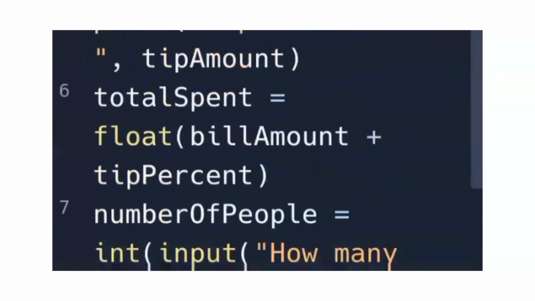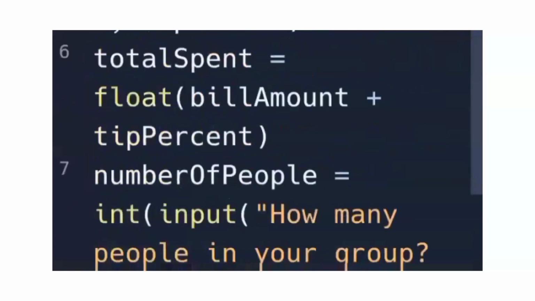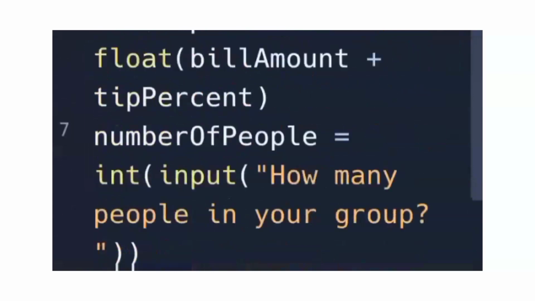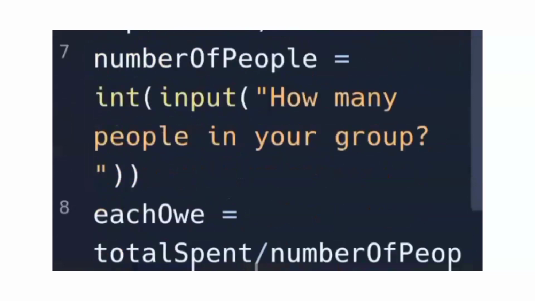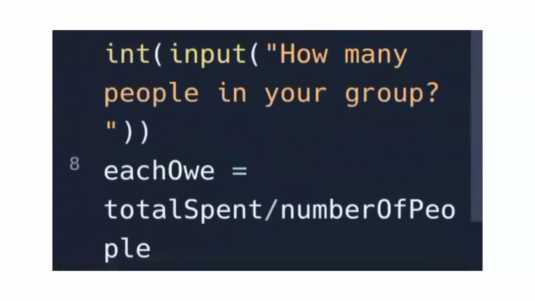You could do that. Then the total spent, can be a decimal, so float bill amount plus tip amount. That's common sense. That will be the total amount spent, because whatever is in the bill plus the tip will count towards the entire amount that was spent. Then the number of people, that's another variable, would be integer, of course. You can't have a decimal number of people. Input, how many people in your group? Or you could write enter the number of people in your group, whatever you want to format it as. So you have that variable as well.